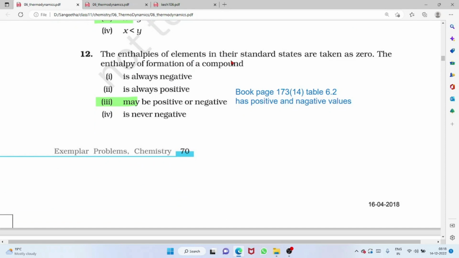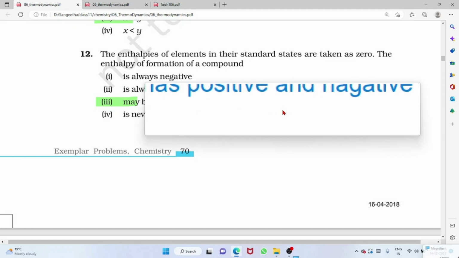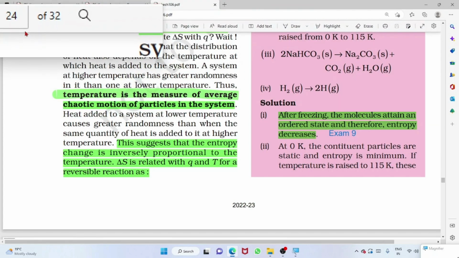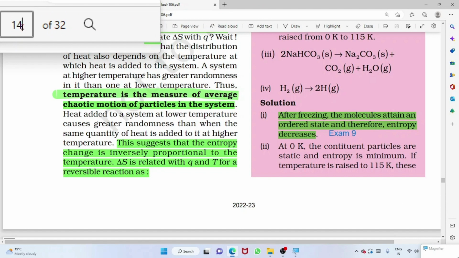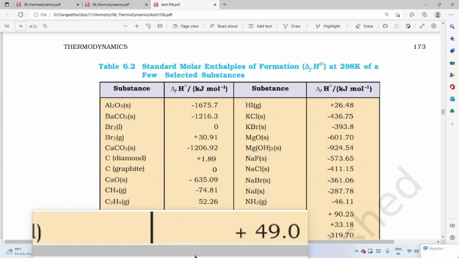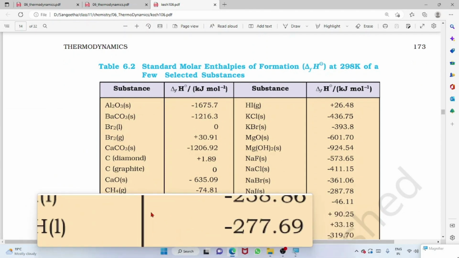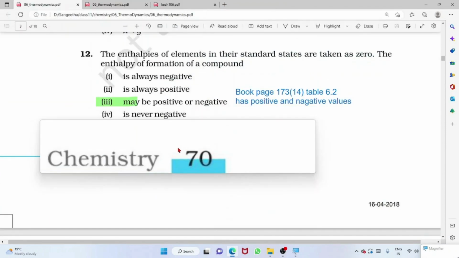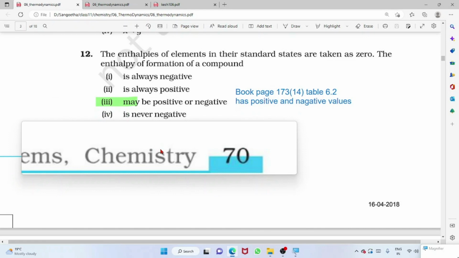The enthalpies of the elements in their standard states are taken as 0. The enthalpy of formation of a compound may be positive or negative. So here if you look at the book, see here, the enthalpy of formation of various compounds is given below. Some of them are positive, some of them negative. Okay, based on this you can say that this may be positive or negative.